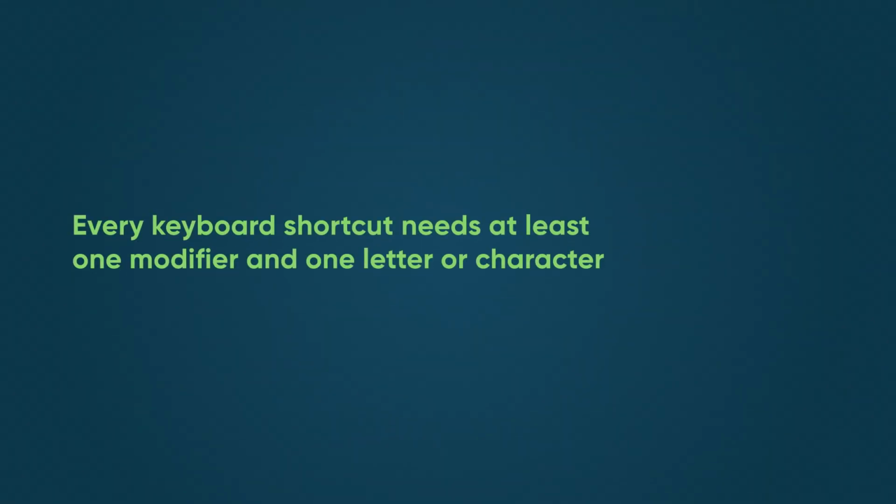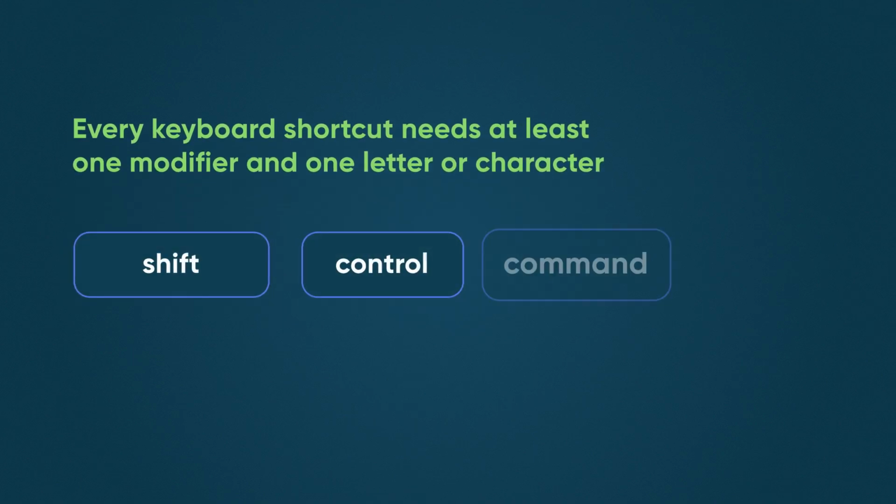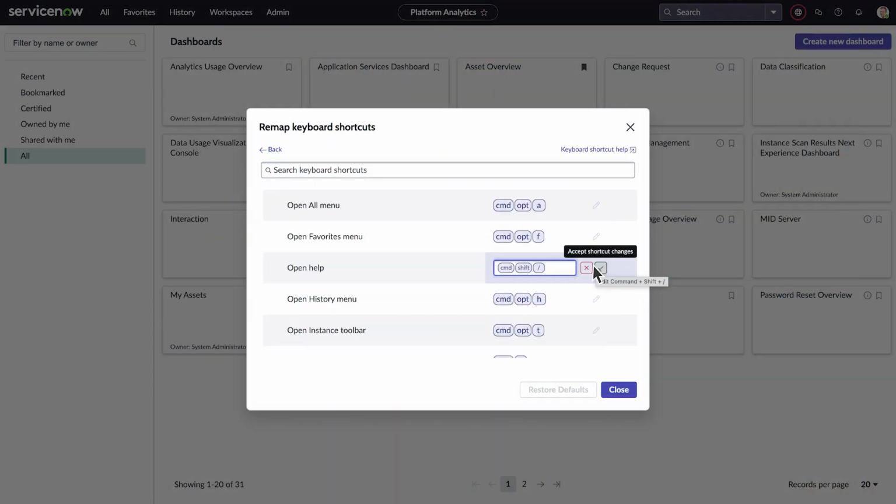Every keyboard shortcut needs at least one modifier and one letter or character. Shift, Control, and Command are examples of modifier keys. They change the function of other keys when pressed together. Let's try Command/H for Open Help. We press those keys, and the key combo changes in the dialog box.